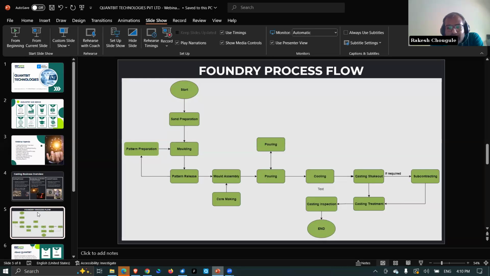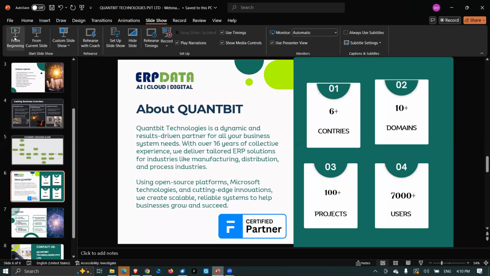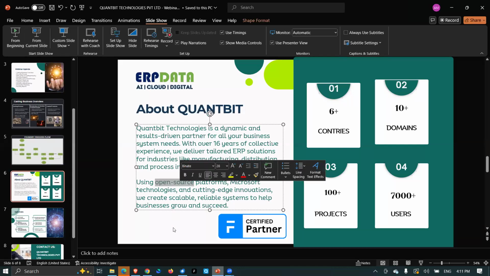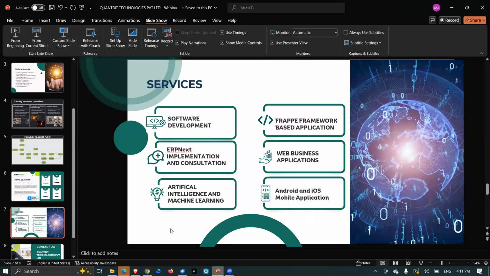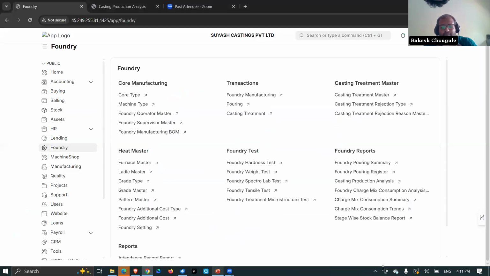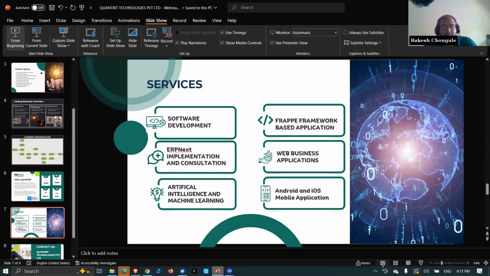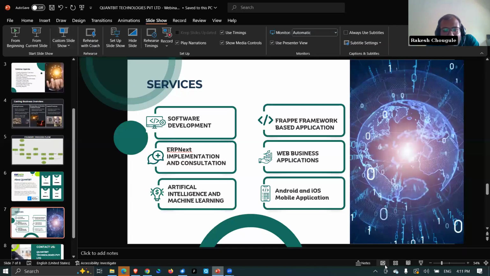Yes, this is about our company. We are working in these regions, and we provide services with respect to software development, ERPNext implementation also.